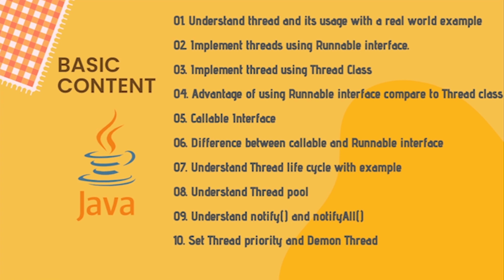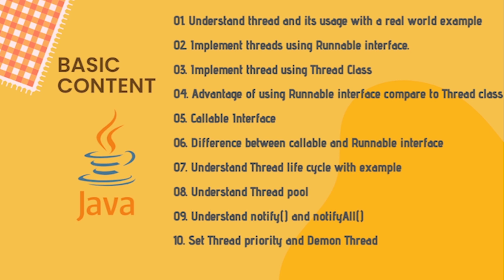Second, implement threads using runnable interface. So there are different ways to create thread. One of them is runnable interface and another is thread class. Fourth, advantage of using runnable interface compared to thread class. Callable interface. Callable interface is another way to create thread, but its concept and application is quite different compared to runnable thread. Difference between callable and runnable thread. This is one of the most important parts.